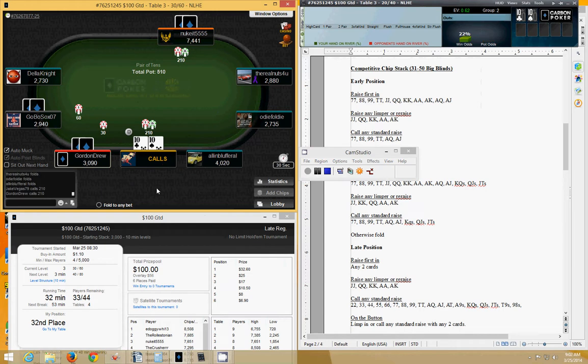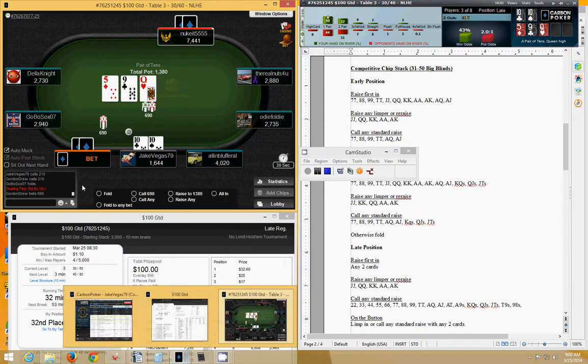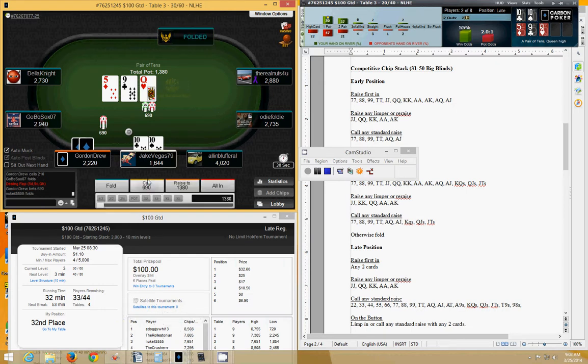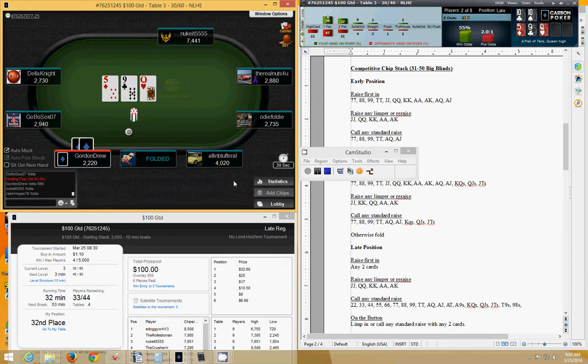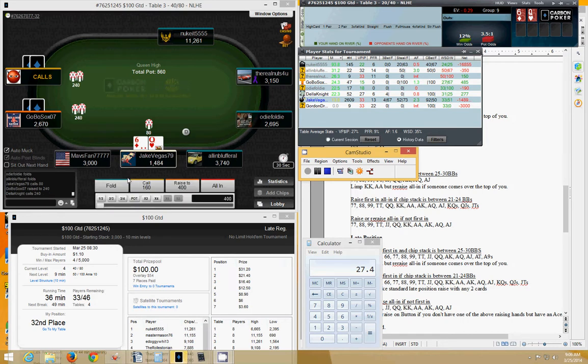Here we are again on the button with pocket tens, and again we get a raise from Nuke It, so we got to be careful here. He's the rock who's not very aggressive. This guy's actually showing aggression, so most likely we're beat here with that queen out there. Have to let it go. Here we are in the small blind with Queen 6 offsuit. Now it's raised, and we're going to go ahead and fold it down.